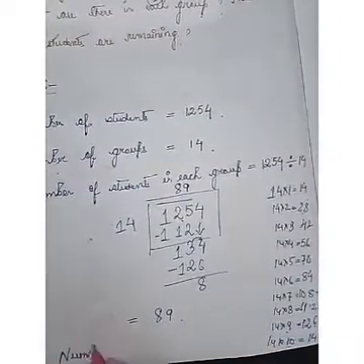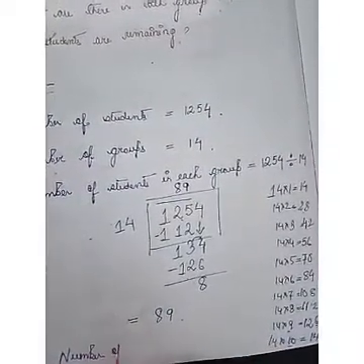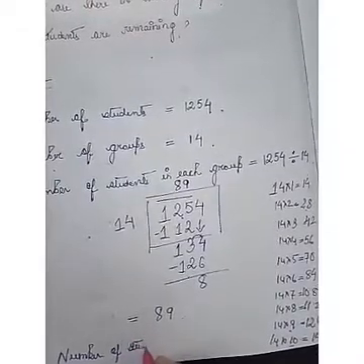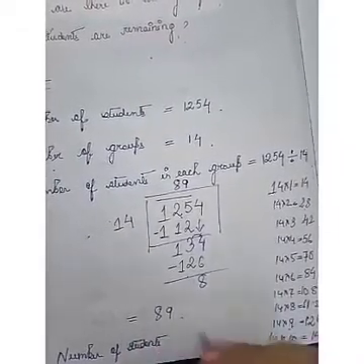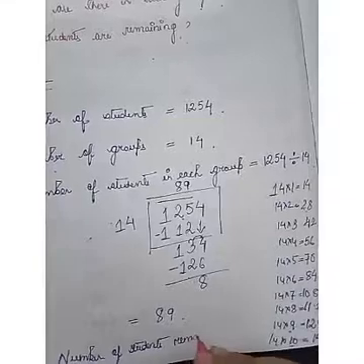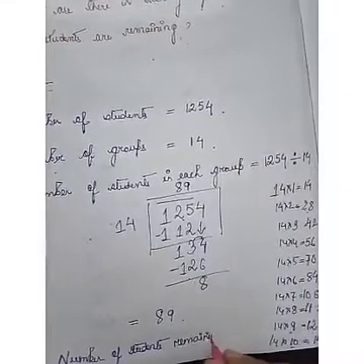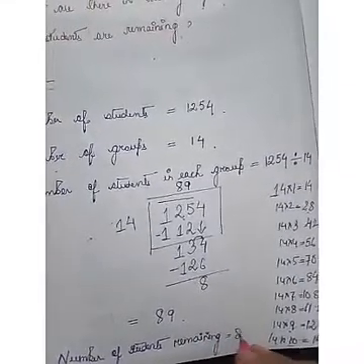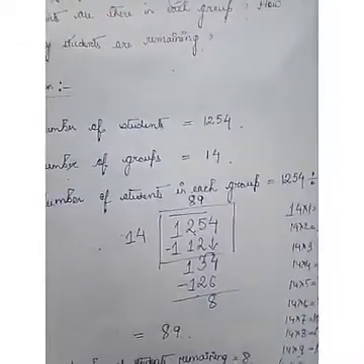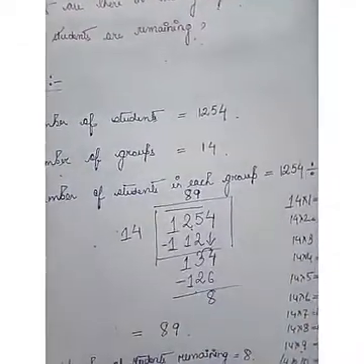So the number of students remaining. Okay. What is the number of students remaining? Equals 8. Alright children. So here we get a remainder also.